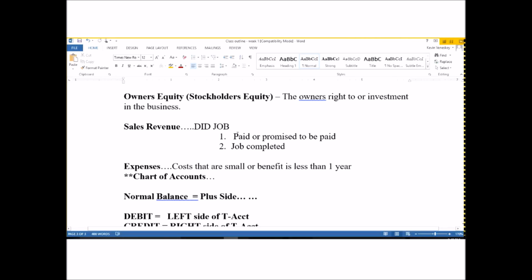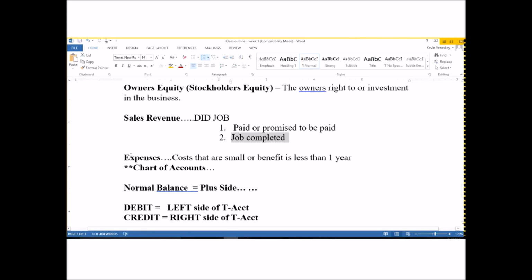So is the job paid? Do you have the cash? Or do you have an account receivable? And is the job done? You can't count something as revenue if the job's not even done yet. So the job has to be done and paid or promised to be paid.